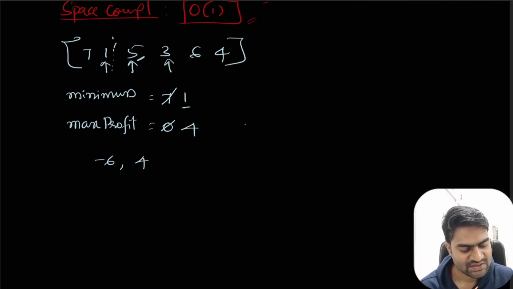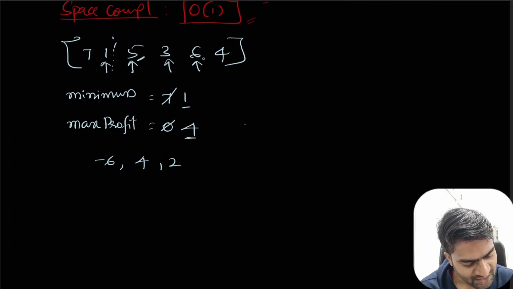Now 3. If I sell it at 3, since my bought value, the minimum value, is 1, I will be at a profit of 2. But it is not greater than the max profit, so max profit won't be updated. I'll also check with the current minimum: 3 is greater than the minimum, so I cannot update the minimum value. So you keep on updating both the minimum as well as the max profit values until you finish this array.